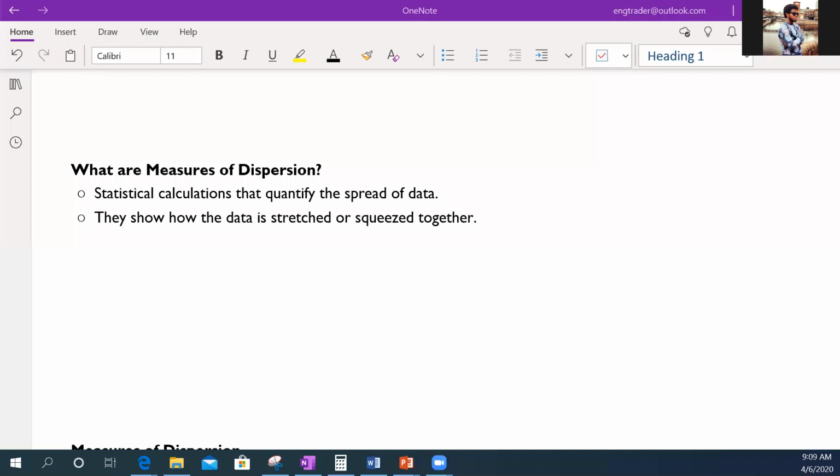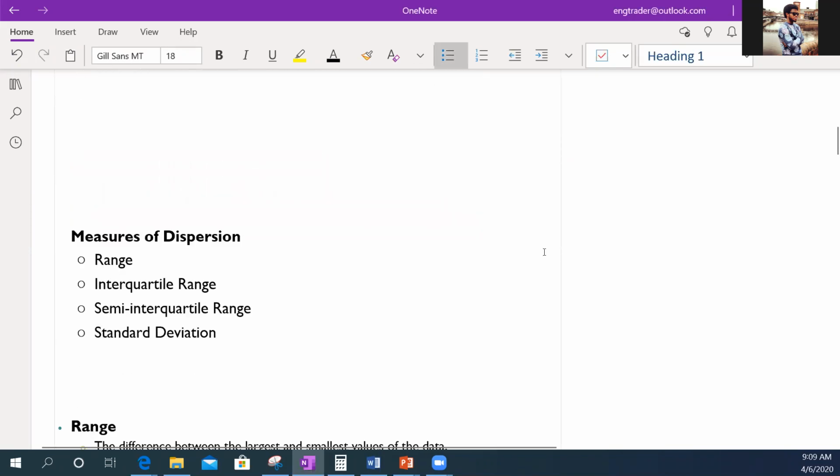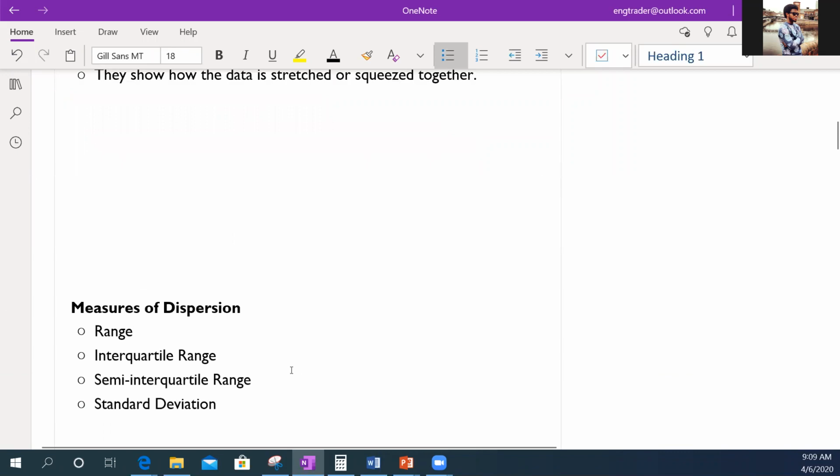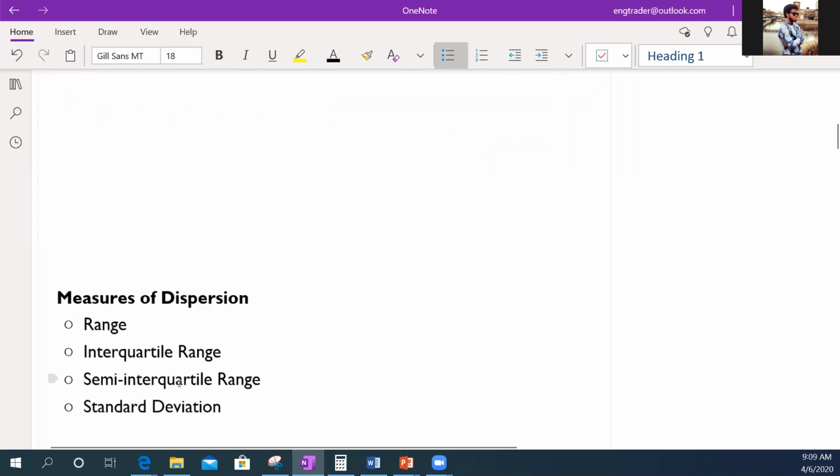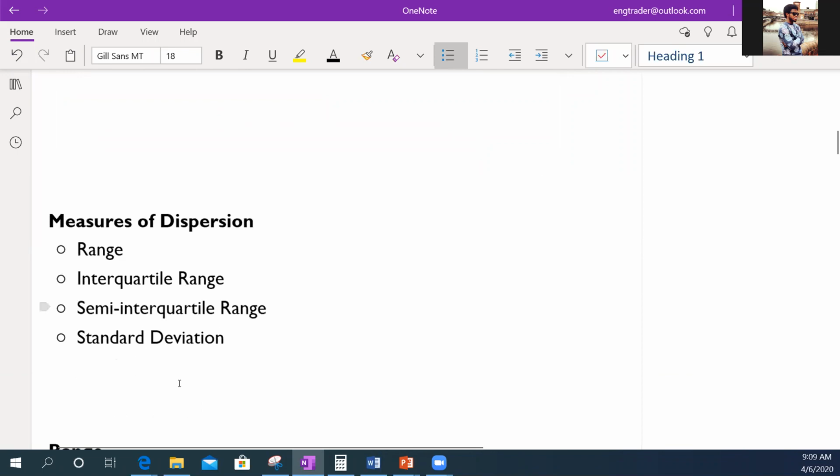We have different measures of dispersion that allow us to see the spread of the data, how the data spreads out, whether it's close together, or we could say squeezed together, or whether it is far apart. Some of the key types that we usually look at are the range, interquartile range, semi-interquartile range, and standard deviation.